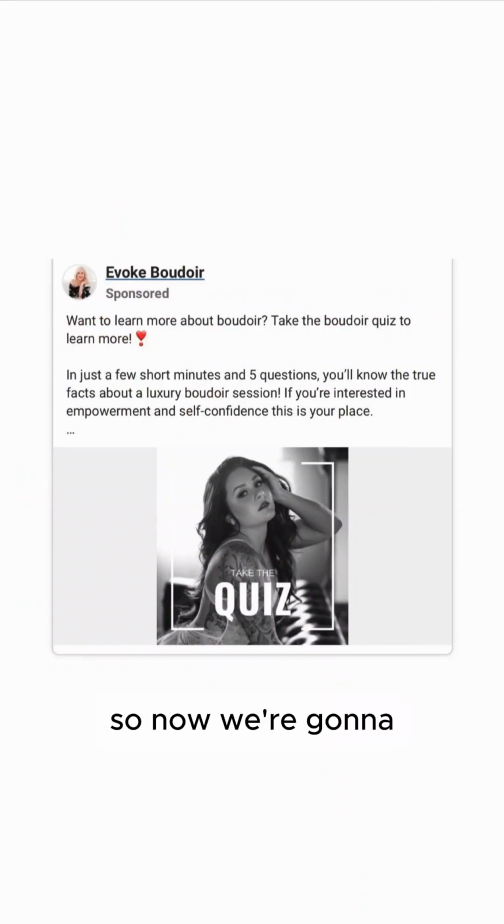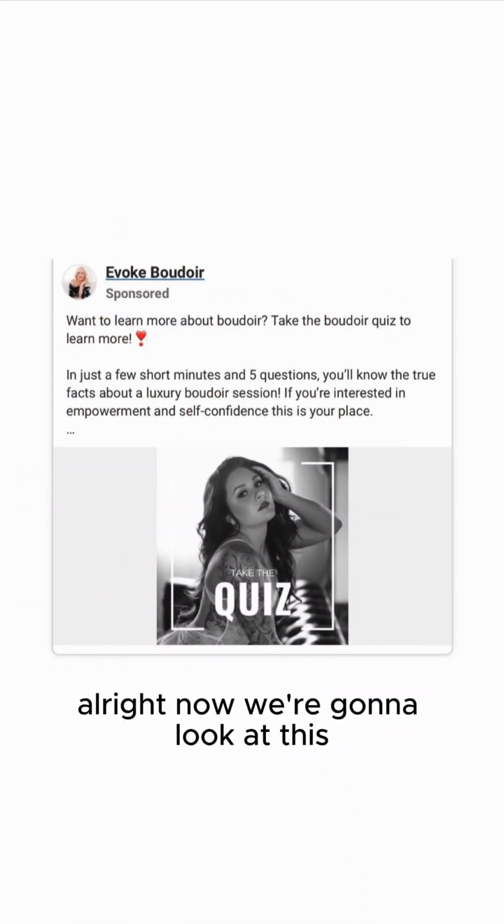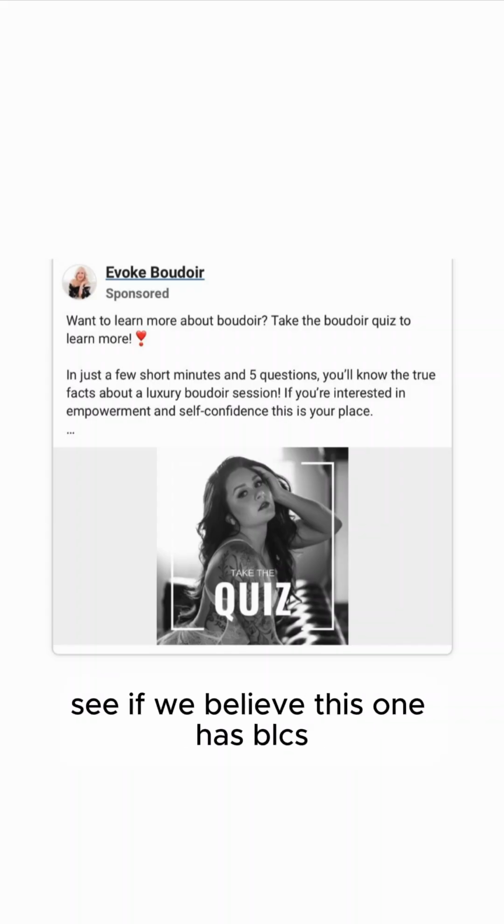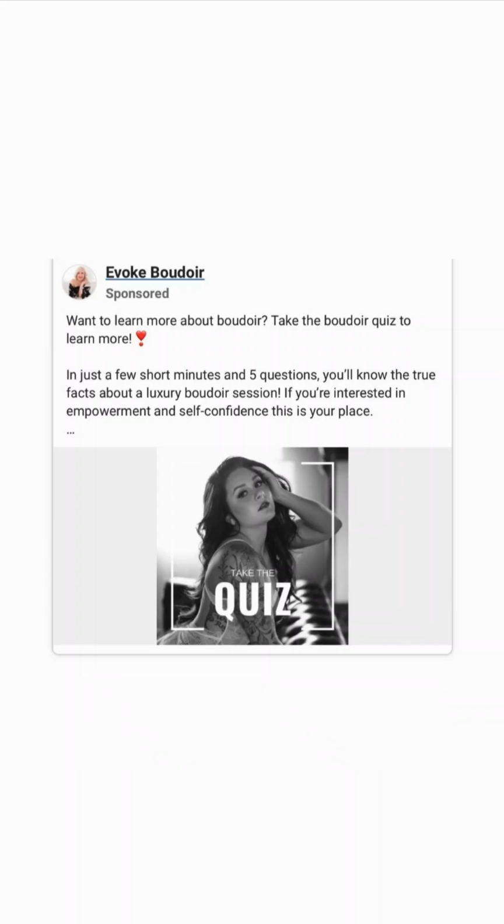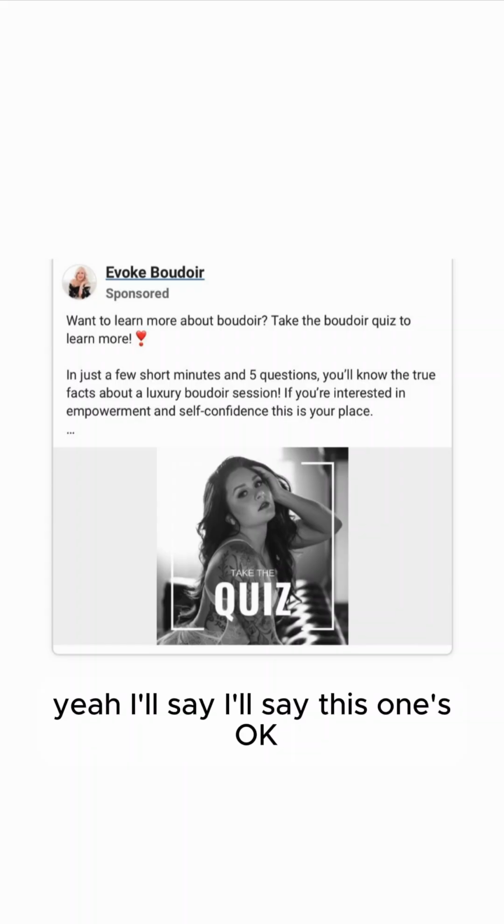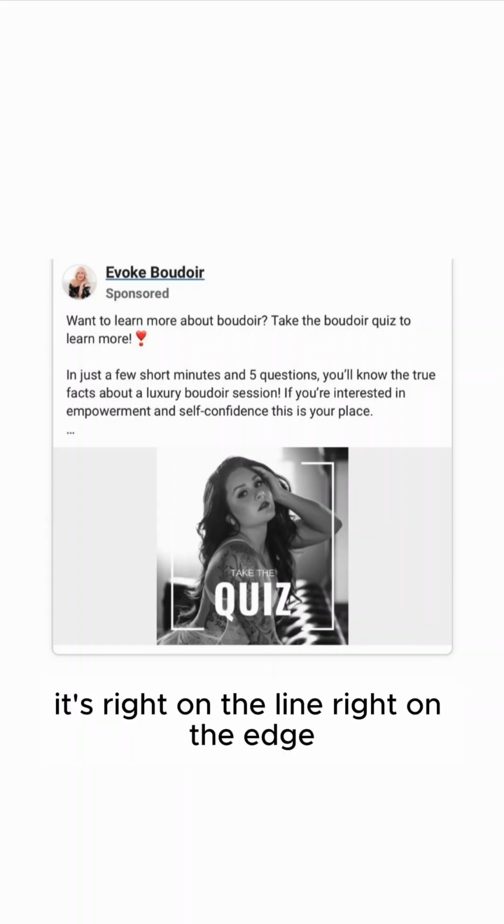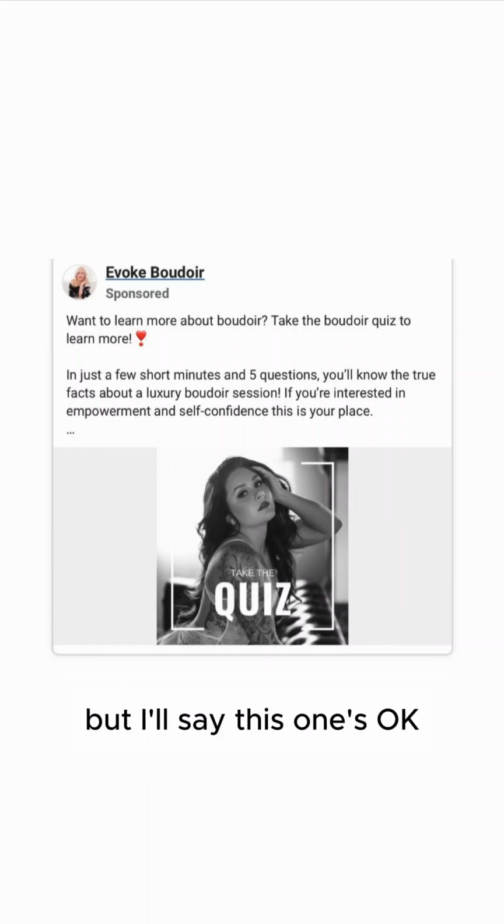So now we're gonna look at this. See if we believe this one has BLCS. So, looking at the creative. Yeah, I'll say this one's okay. It's right on the line, right on the edge. But I'll say this one's okay.